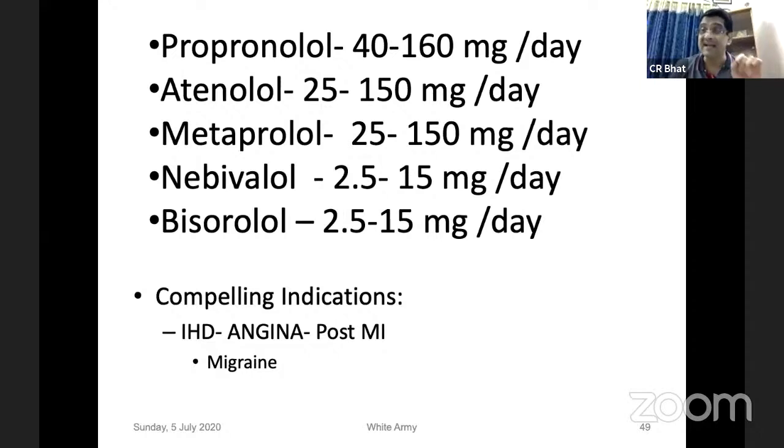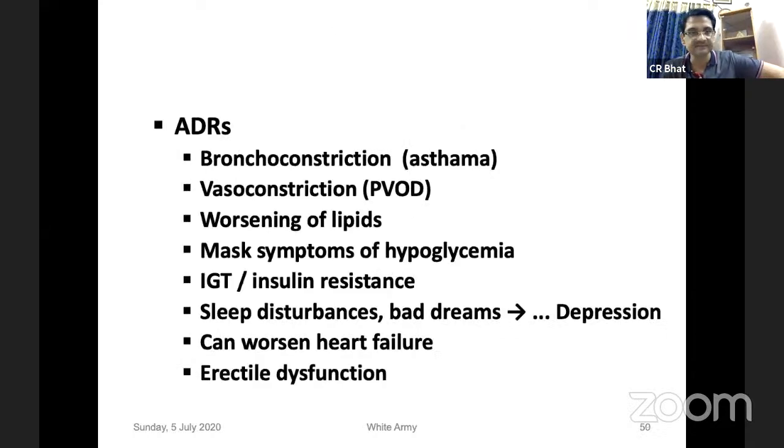Now, they are not a class 1 indication or the drug of first choice. There are some compelling indications to start beta blockers. If a patient has hypertension with angina or post-myocardial infarction, or a person with chronic migraine where prophylaxis is required, in such cases beta blockers are commonly used nowadays.